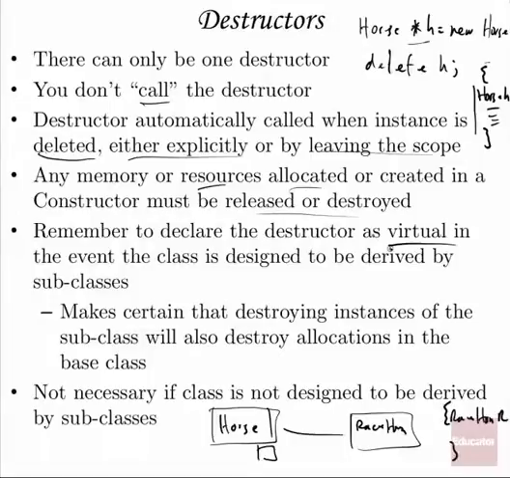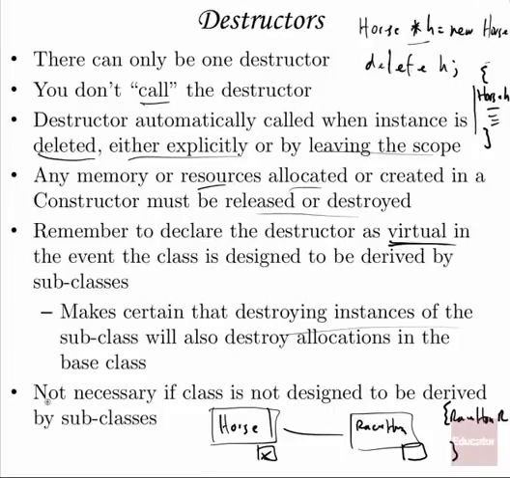Now, if you don't define it as virtual, this destructor may not get called. But if you do define it as virtual, then the RaceHorse destructor will be called, and then the Horse destructor will be called. So the Horse could be allocating some memory. The RaceHorse derived class could be allocating some memory. Both of those memories need to be returned back to the system. So declaring it as virtual makes certain that destroying the instances of a subclass will also destroy allocations that were done in the base class or the superclass.